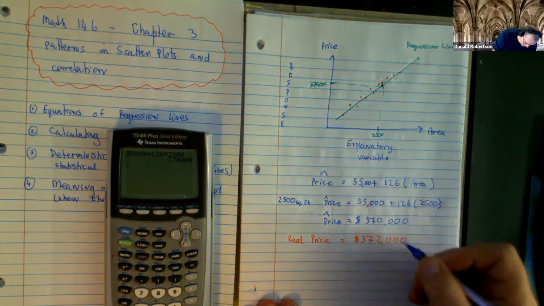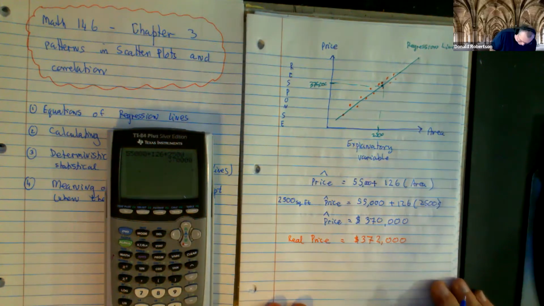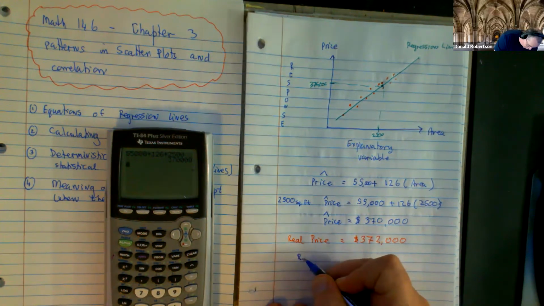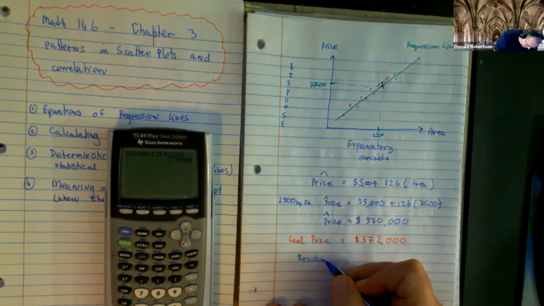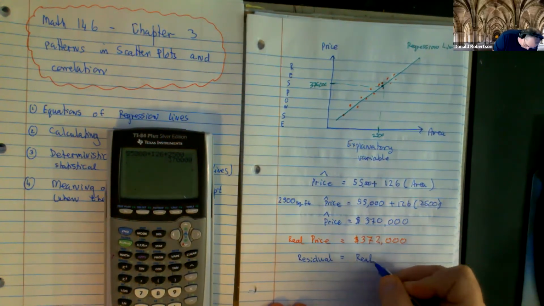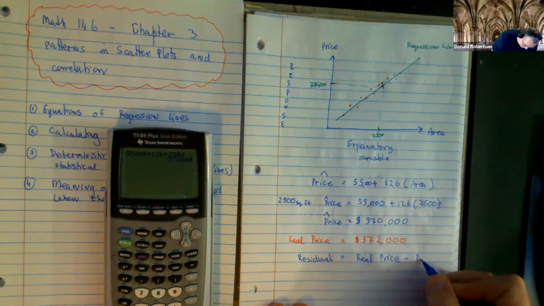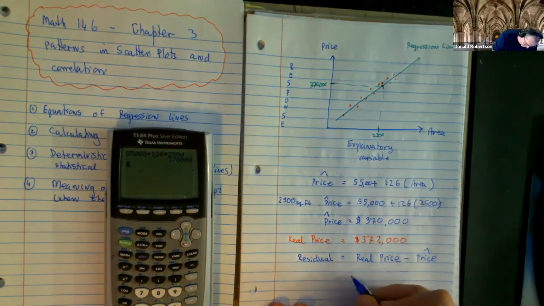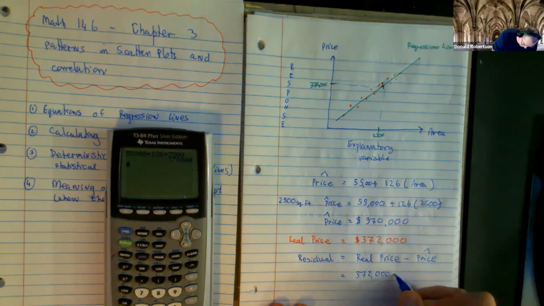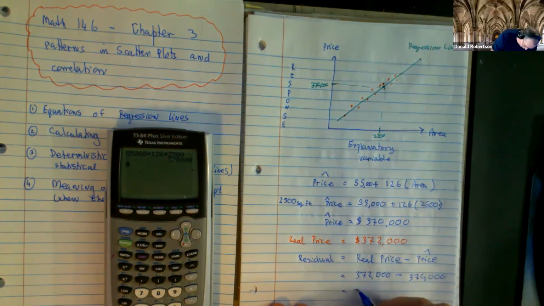And we have a name for the difference between those two. A name that you probably should use is error, but we use a word called residual, which is essentially the same thing. And the residual, you get it by taking the real price, whatever it is, and you subtract the predicted price. In this case, 372,000, take away 370,000. And in this case, it was a positive 2,000.